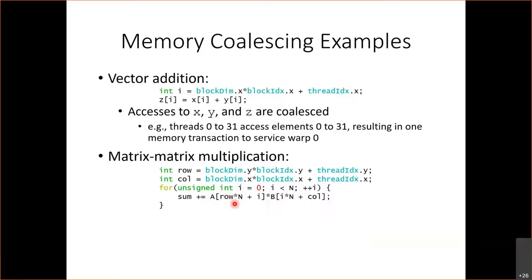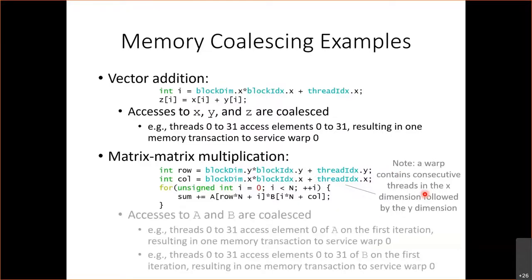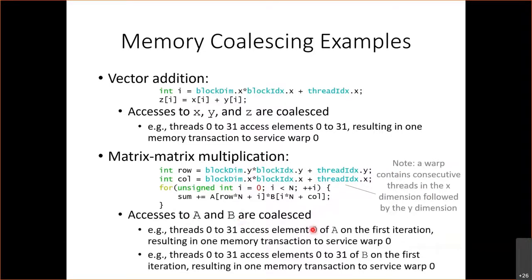Assuming all my threads have the same value of row, if I have a 32 by 32 thread block, all threads will have the same row value. So all threads in the warp have the same row, the same N, and the same I. They're all accessing the same exact memory location, so I don't have to worry there either. Just to note, a warp contains consecutive threads in the X dimension. So accesses to A and B are coalesced, because threads 0 to 31 access the same element of A and then consecutive elements of B.